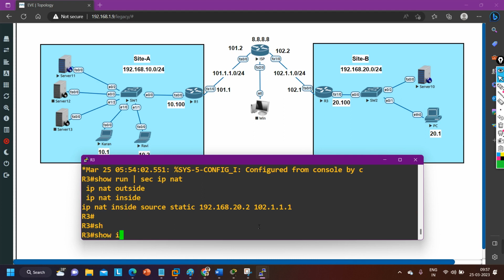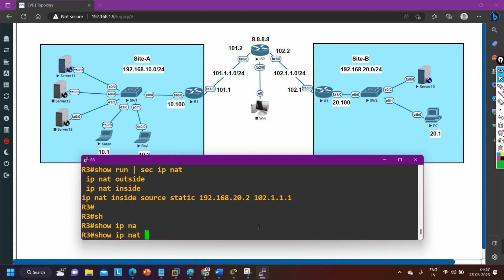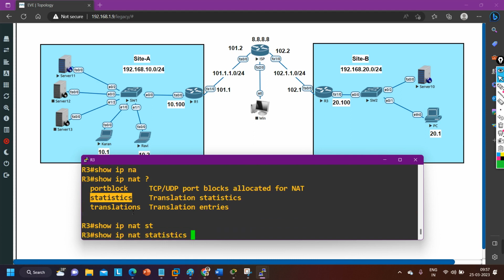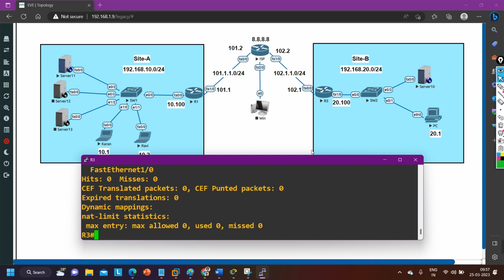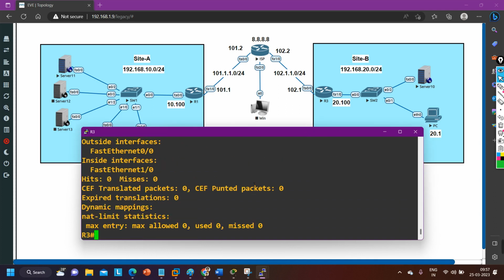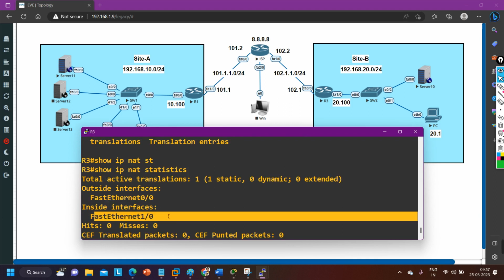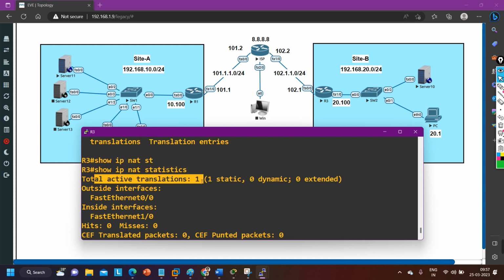Okay. After that, show IP NAT, and put a question mark over here. See, you can run statistics. So let me run statistics. You can see this is your outside interface, this is your inside interface, and total active translation is 1 only. So I have made only one entry over here, yes or no?